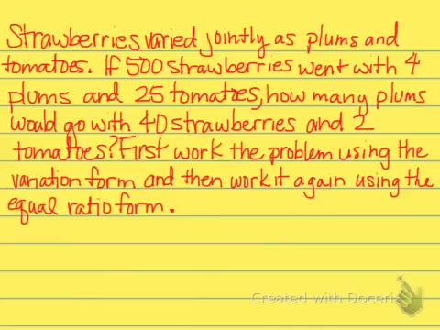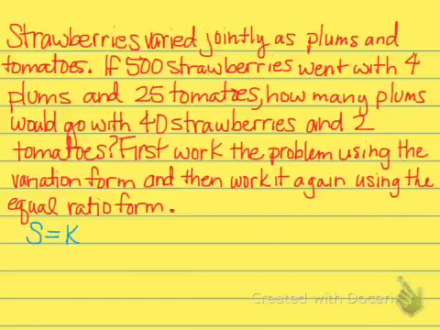Let's do another example. Strawberries varied jointly as plums and tomatoes. If 500 strawberries went with 4 plums and 25 tomatoes, how many plums would go with 40 strawberries and 2 tomatoes? First, work the problem using variation. Work it again using the equal ratio form.